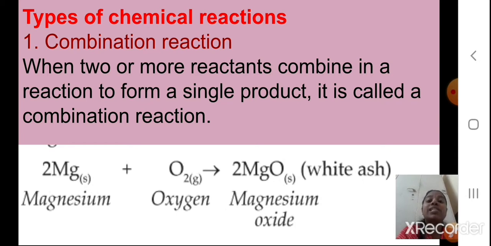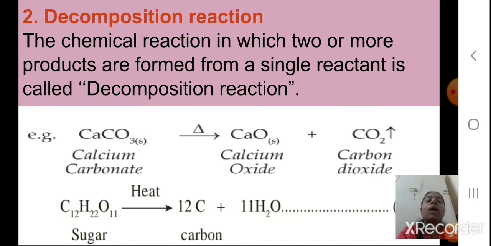Okay, you can see the example which I have given here. 2 Mg which is solid plus O2 which is gas gives you formation of 2 MgO, which is magnesium oxide, which we also call white ash. Okay, so here students, two reactants combine. 2 Mg and O2 are the reactants which have combined and one single product you have got, that is magnesium oxide.